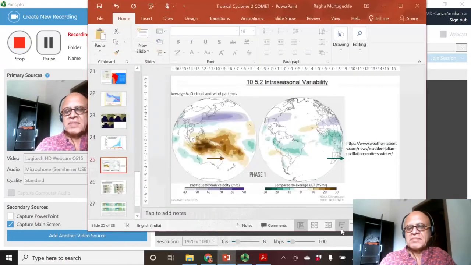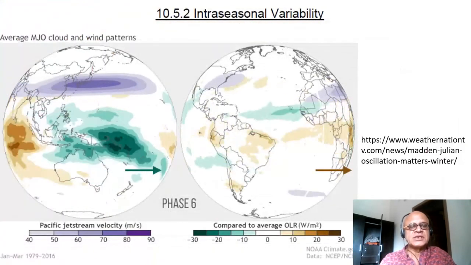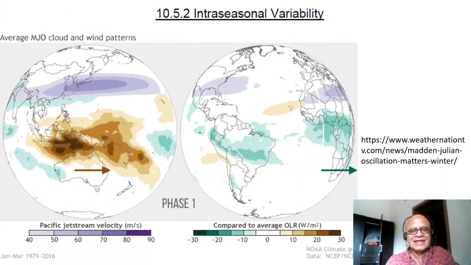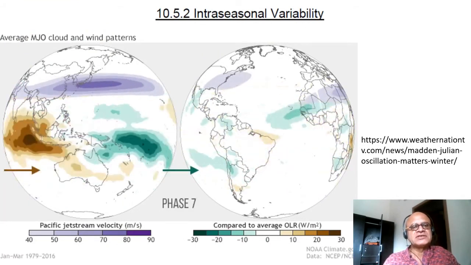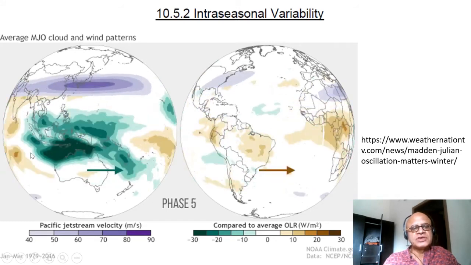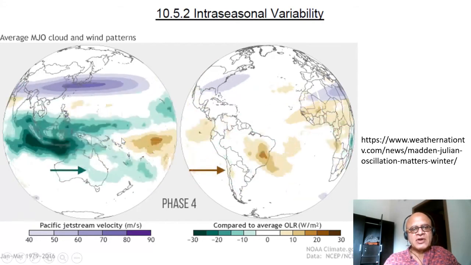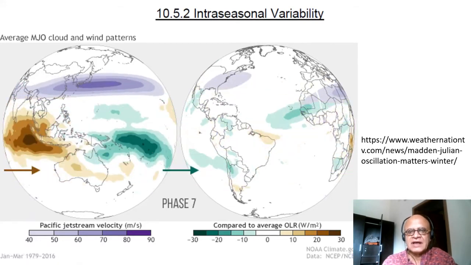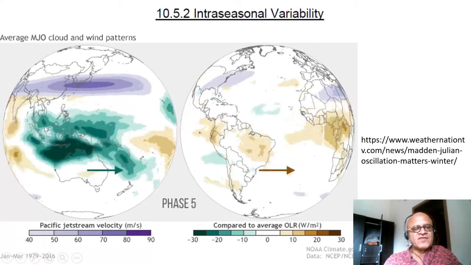I think we have already mentioned MJO several times in the context of the cyclogenesis. Here we will just add a couple of more details to the MJO and cyclogenesis. This is a nice animation because it shows the phases of MJO propagating across. It's kind of an idealized picture because there are lots of complications here.